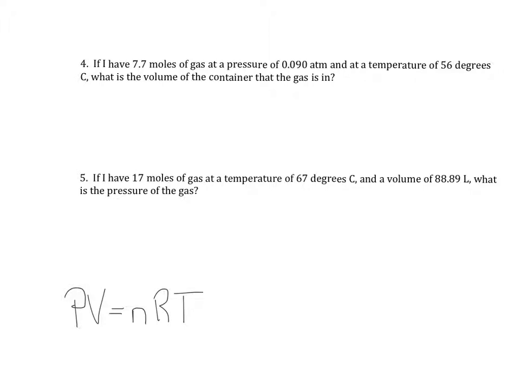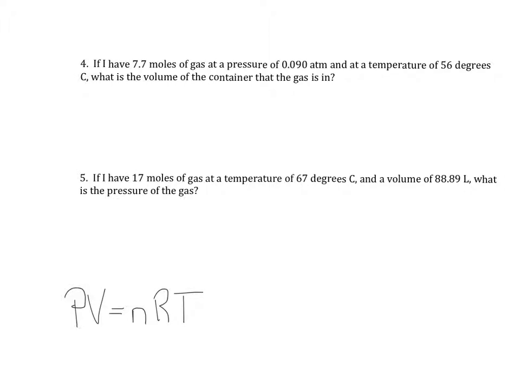All right, so let's look at problem number 4 up here. If I have 7.7 moles of a gas at a pressure of 0.090 atmospheres and at a temperature of 56 degrees Celsius, what is the volume of the container that the gas is in? So what you're going to want to do is just fill in what you know to your formula and then solve for the one you don't.